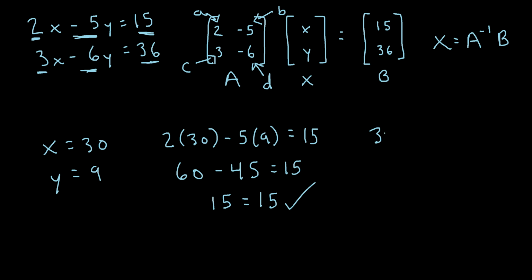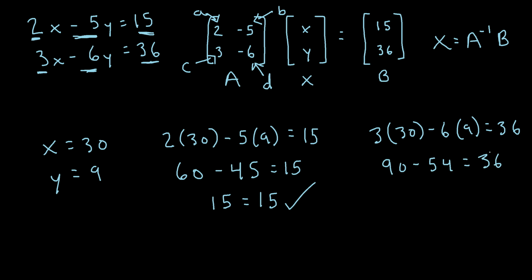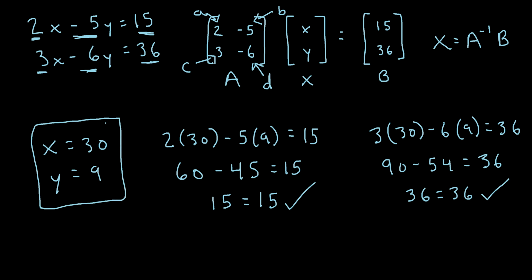And then we can plug it into our second equation too. 3 times x, which was 30, minus 6 times y, which is 9, is equal to 36. So 3 times 30 is 90, minus 6 times 9 is 54, is equal to 36. So 90 minus 54, that is 36. And we said that's equal to 36. So that checks out as well. That's how we can double check that we got the right answers. So again, our final solution is x is equal to 30 and y is equal to 9.